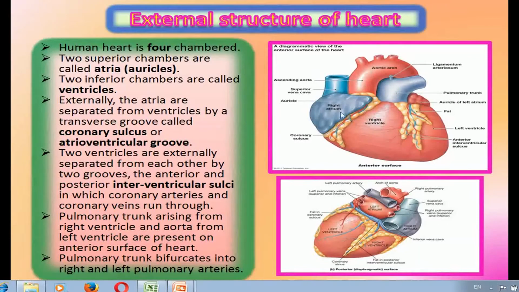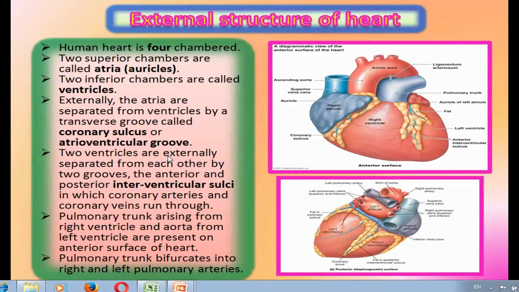These are separated from each other by a transverse groove. See these yellow lines here. This is the transverse groove. This transverse groove is called the coronary sulcus, or it is also called the atrioventricular groove. This is the coronary sulcus, which separates the atria and ventricles.